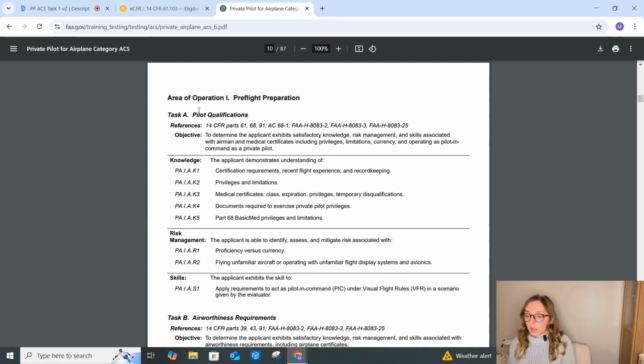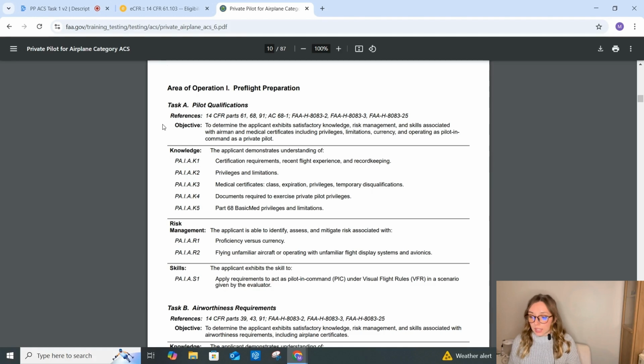So area of operation 1, pre-flight preparation. This is kind of things you need to know before you even get in the plane. Things that you need to know on the ground, things that you need to demonstrate to your DPE you have a knowledge of before they would even let you get into the plane with them.